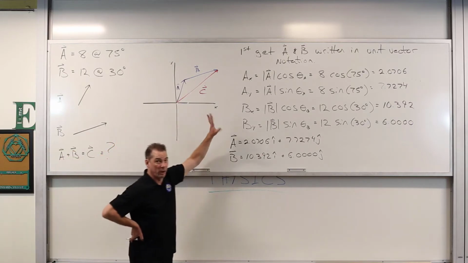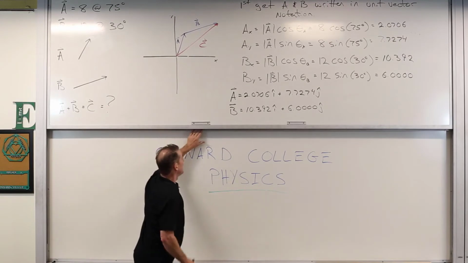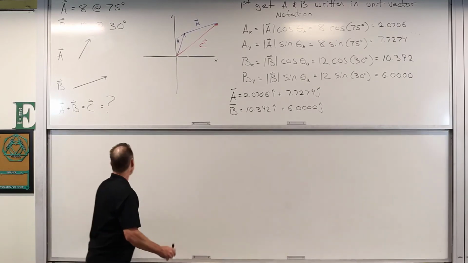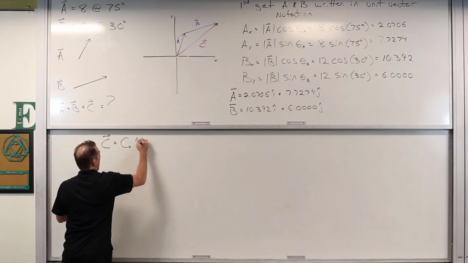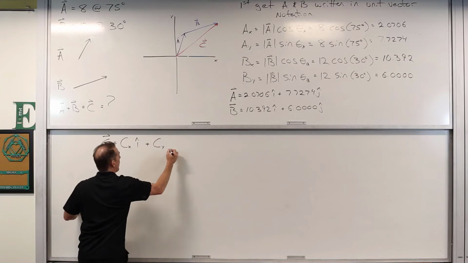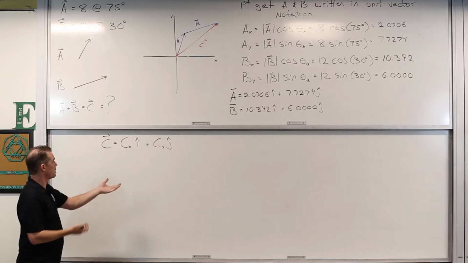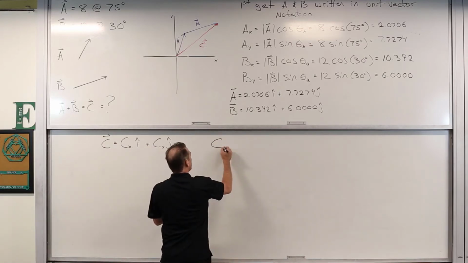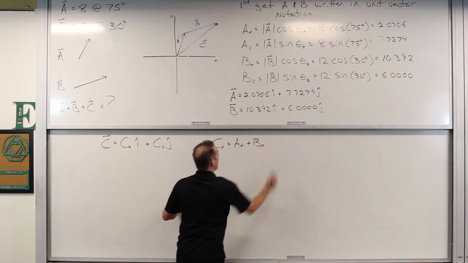Ultimately, we just need to know what the x and y components are, right? Because when we start forming C hat, it is C sub x I hat plus C sub y J hat. There's C hat in unit vector notation. So the question becomes, what is C sub x and what is C sub y? Well, we've already done that. C sub x is equal to A sub x plus B sub x.